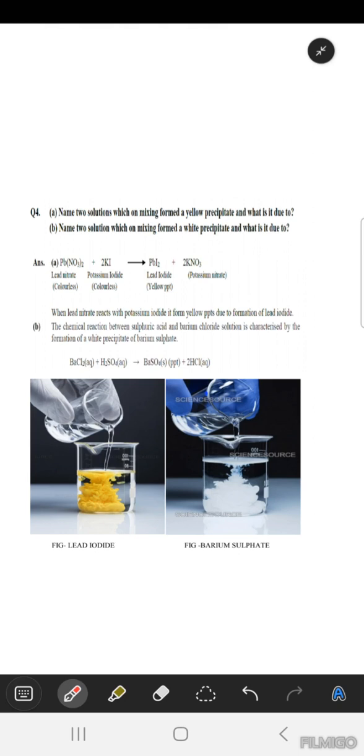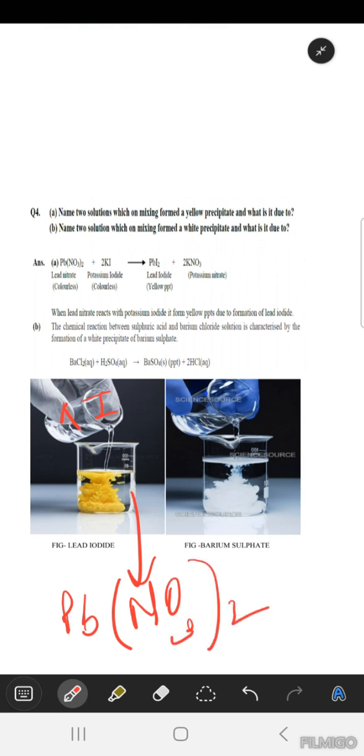We have two solutions. This is potassium iodide and this is lead nitrate. When they both react, what we get is a yellow precipitate settling at the bottom, which is due to the formation of lead iodide.